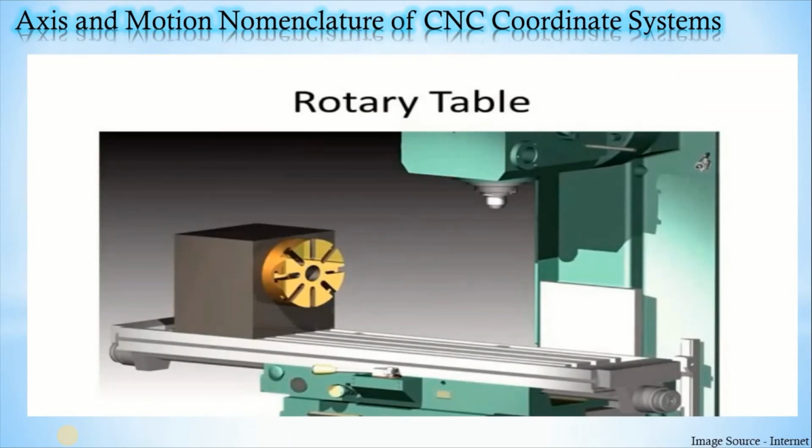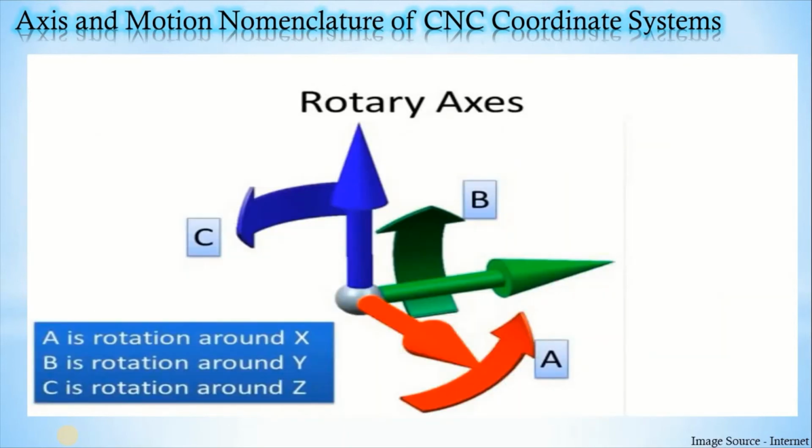Then there is the rotary table, which gives the rotary axis. These have their own designations. So this is a rotary table, and it has its own designations. We need to give a rotary axis, which refers to the rotation about the axis.